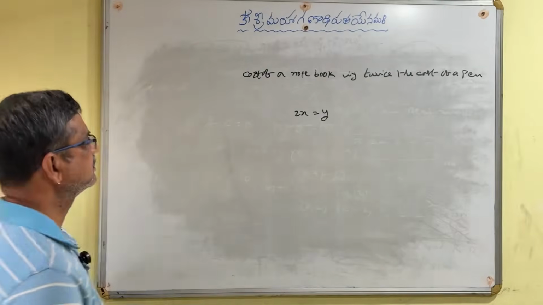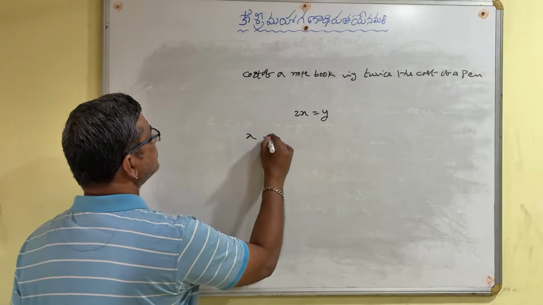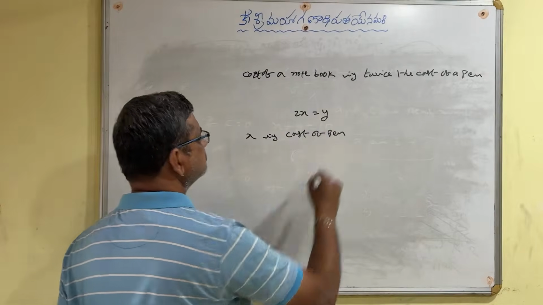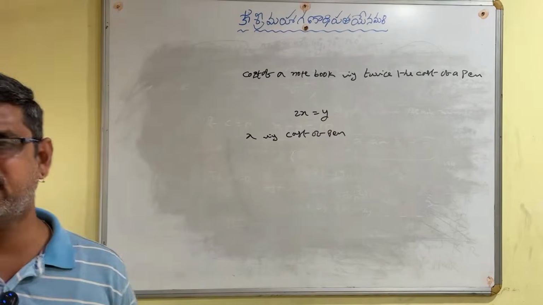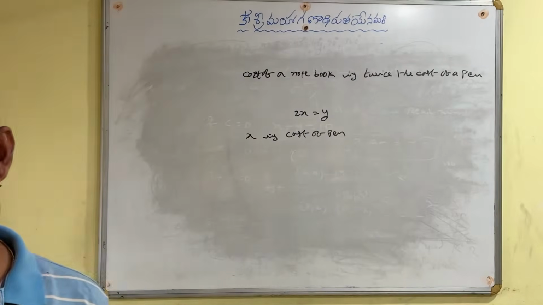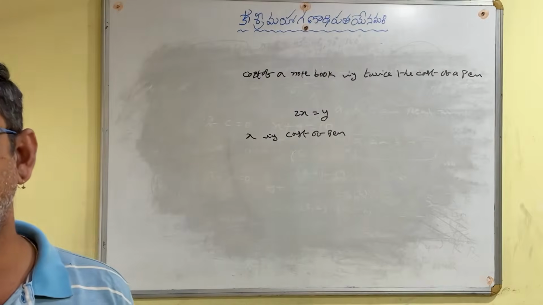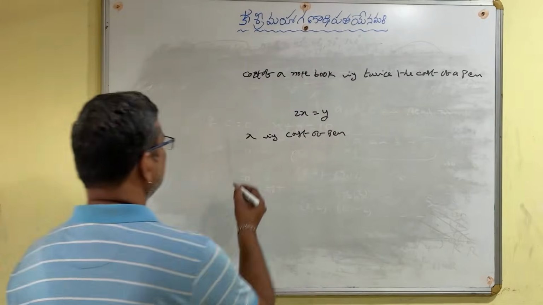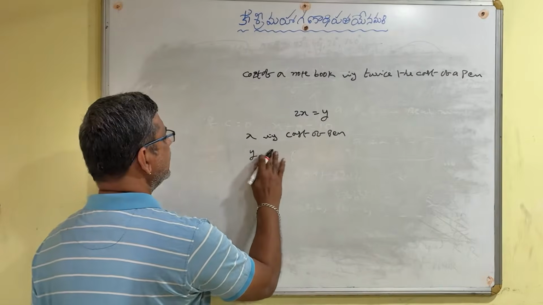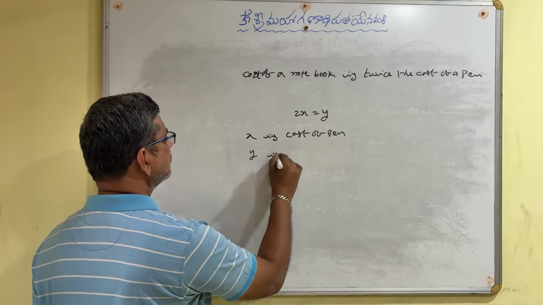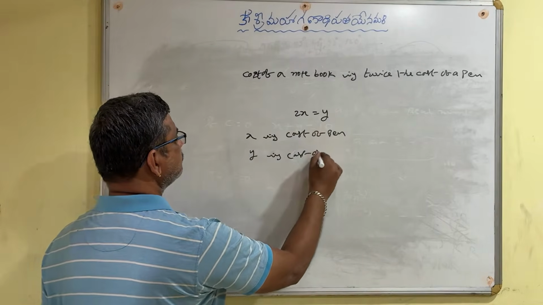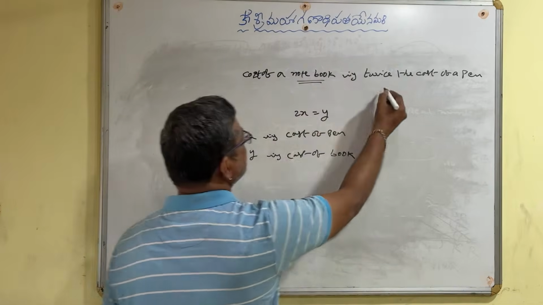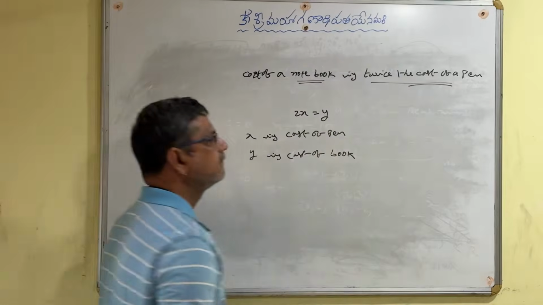No, x is the cost of pen. Who says x pen, y book? What is that? That is wrong. X is the cost of pen and y is the cost of book. It is given that the cost of book is twice the cost of pen. Clearly given.